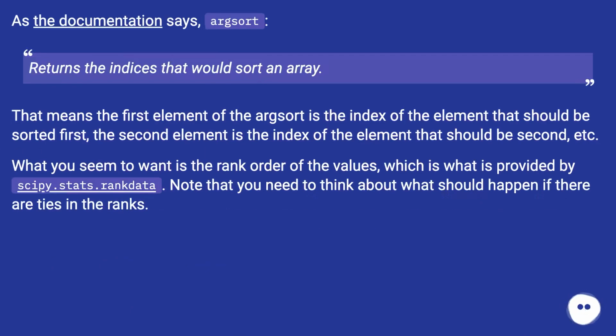As the documentation says, argsort returns the indices that would sort an array. That means the first element of the argsort is the index of the element that should be sorted first, the second element is the index of the element that should be second, etc. What you seem to want is the rank order of the values, which is what is provided by scipy.stats.rankdata. Note that you need to think about what should happen if there are ties in the ranks.